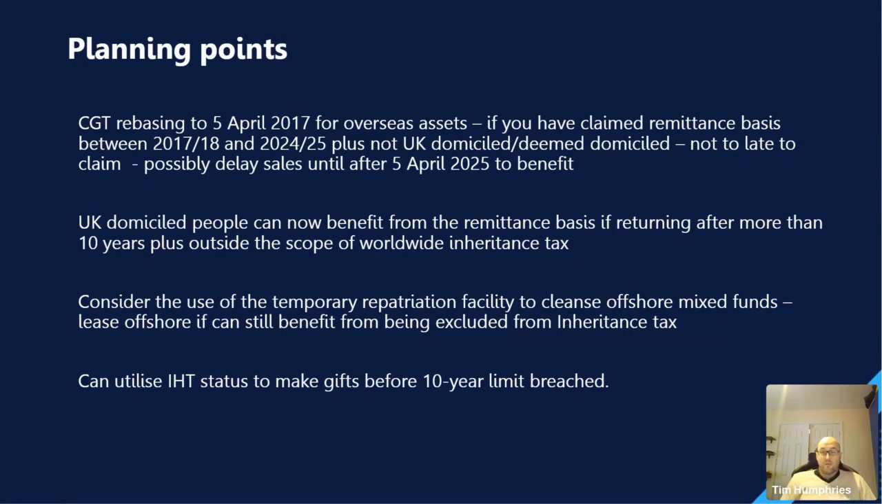So a returning expat will be able to benefit from the remittance basis for the first 4 years they come back to the UK and not pay tax on their overseas income. Similarly, for inheritance tax, if a UK-based person leaves the UK, they too will now be able to get outside the scope of inheritance tax without having to prove a domicile of choice elsewhere, or be based purely on the facts of residency. Again, just to reiterate, that's residency under the statutory tests, not the double tax treaties. So you have to meet those tests, and you can extricate yourself from the scope of worldwide inheritance tax and just pay tax on your UK-situs assets.